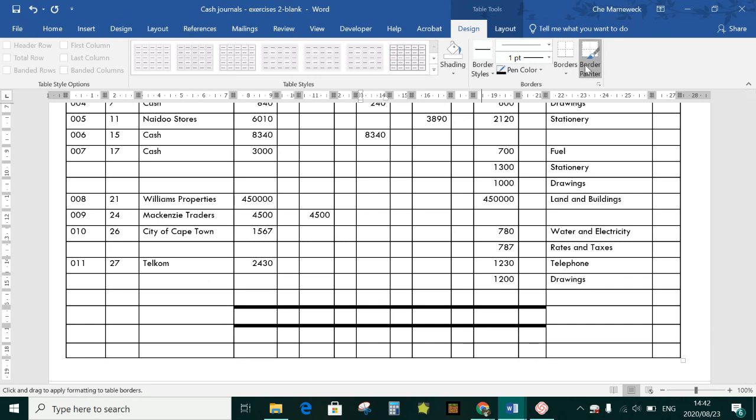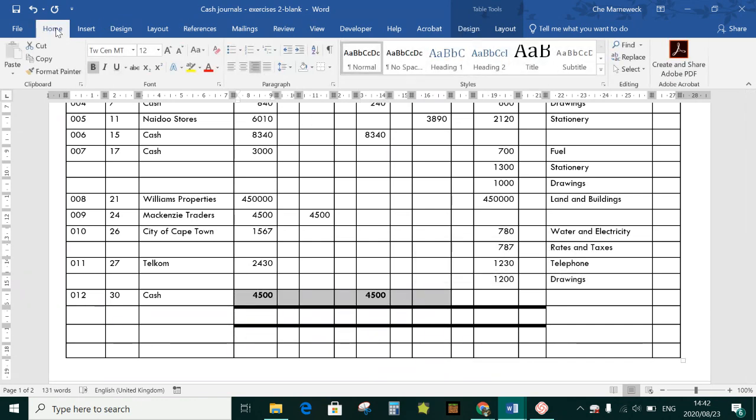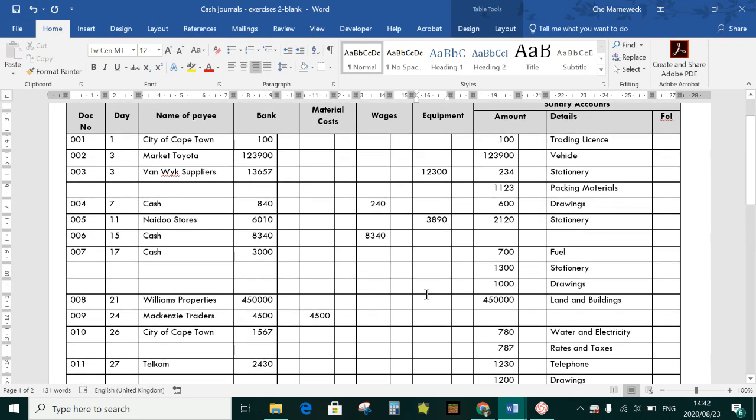Okay. We can then move on to check number 012, and that is on day 30. We have paid the weekly wages by check. Whenever we pay for wages, we've written cash on the check, and it's 4,500. And we have a column for wages, 4,500. They don't need to be bold. Okay, now we've recorded all of our transactions for the month.